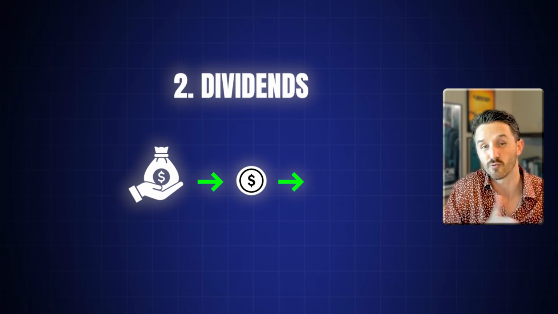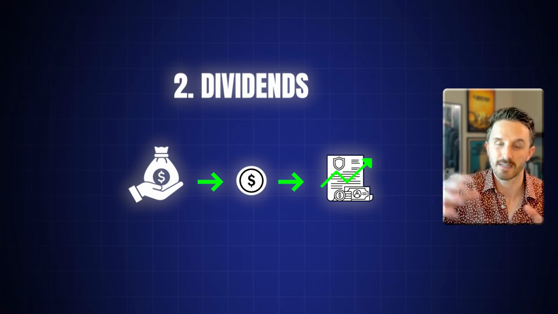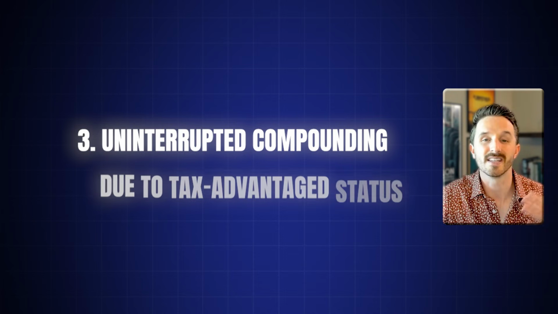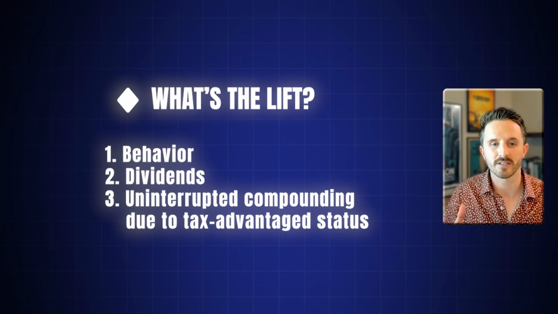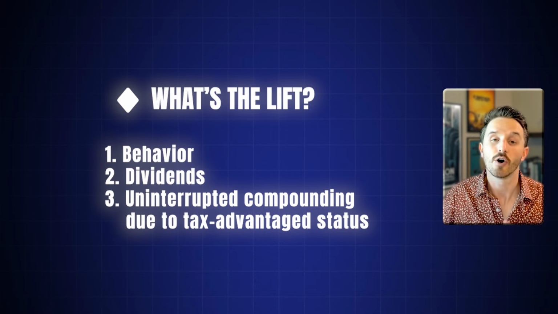These dividends get reinvested into your policy, and they are going to grow your policy exponentially over time. Also, the lift is this uninterrupted compounding due to the tax advantage status. So all of these 3 things together are lifting your policy. Realistically, both the drag and the lift are happening simultaneously. Whole life is a bundled product. All of the things that you see here are baked into the numbers that you already see in your illustration.